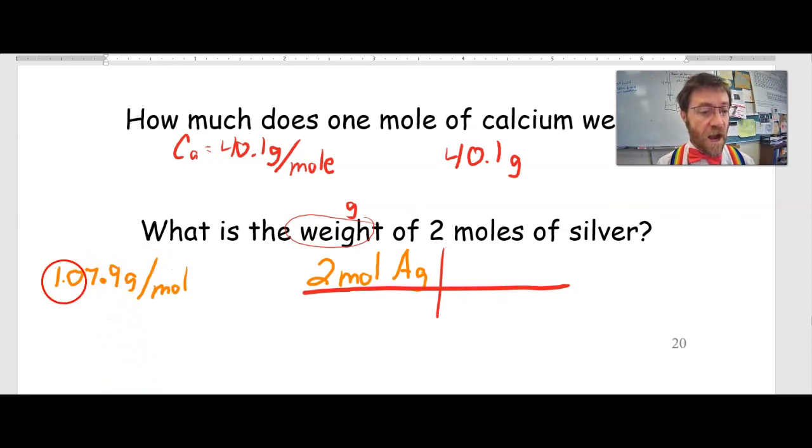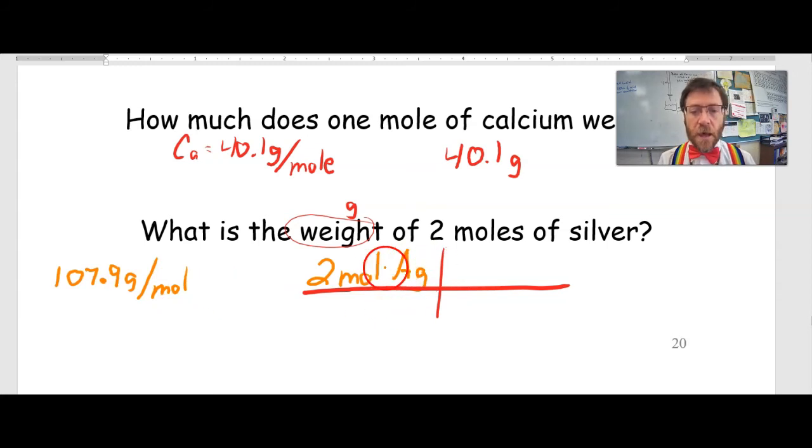So what that means is 107.9 grams equals 1 mole. 1 mole of silver equals 107.9 grams. You dig? So if I scraped 107.9 grams of silver onto my balance, I'd have 6.02 times 10 to the 23 atoms of silver. Or if I had 1 mole, I would have, if I could count them all out, I'd end up with 107.9 grams.